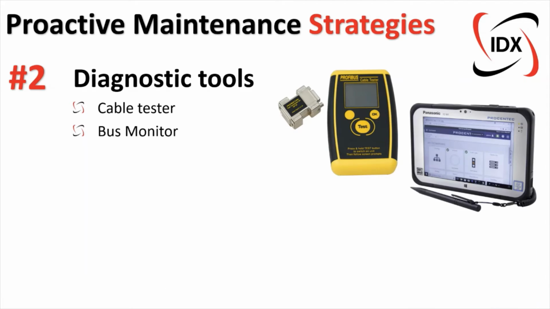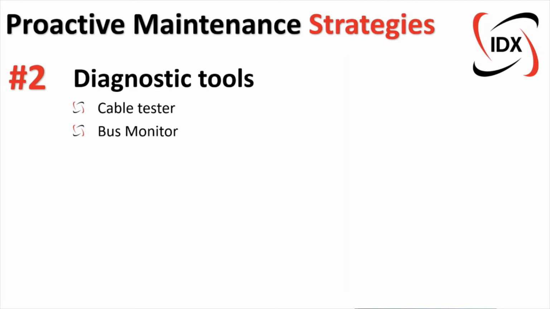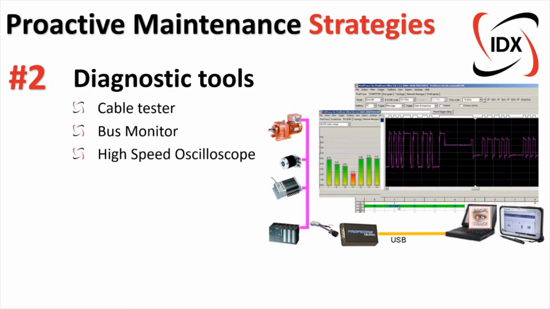A bus monitor goes a little bit past a cable tester. It will ultimately interpret the telegrams on the bus, and it has various tools integrated into it that help identify faults and symptoms. An example of bus monitors that we use on a day-to-day basis would be the Procentec products, such as ProfiTrace and Mercury. The bus monitor will very often have an integrated high-speed oscilloscope. An oscilloscope normally has to have a frequency of above 100 megahertz.